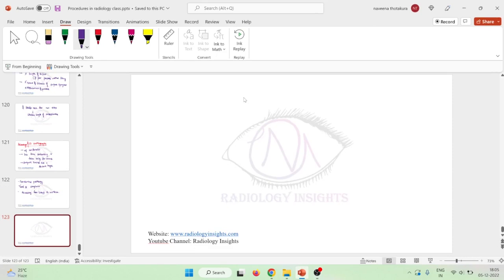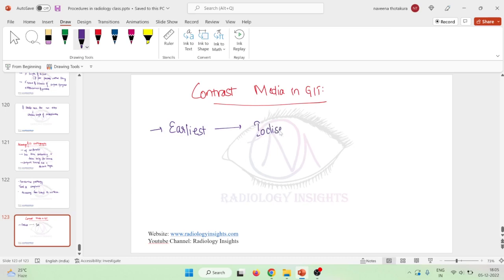So, hello friends, let us now learn about the contrast media in GIT. In the GIT, there are different types of contrast media which are available and which can be given to the patient. The first or earliest contrast media used is iodized oil. This iodized oil is also called lipoidal.